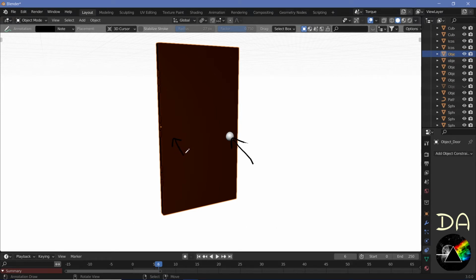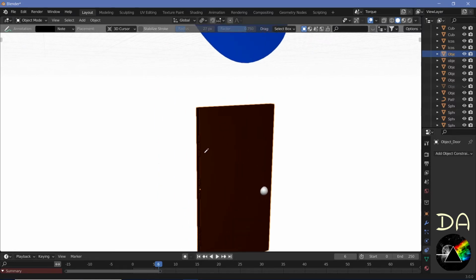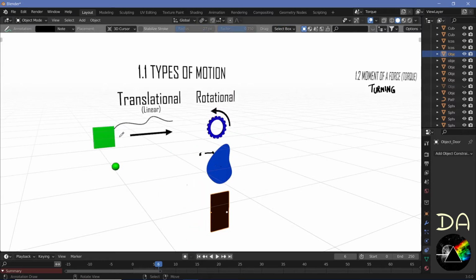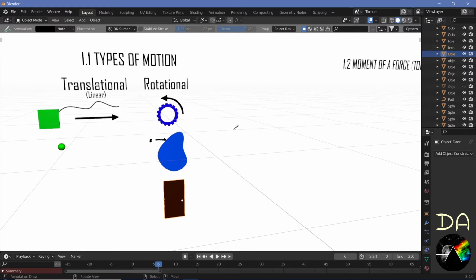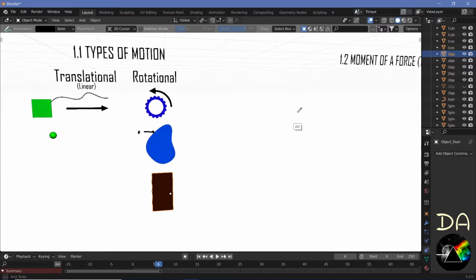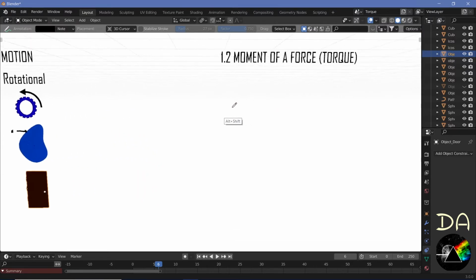So clearly, rotational motion has something fundamentally different from translational motion. In translational motion, no matter where we applied our force, the entire body moved in the exact same way. But in rotational motion, we have to make sure that our force is at strategic locations to get the desired effect or the maximum turning. And that's why we coined the term moment of a force or torque.